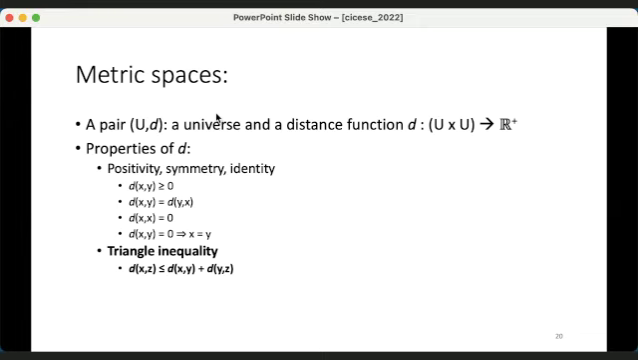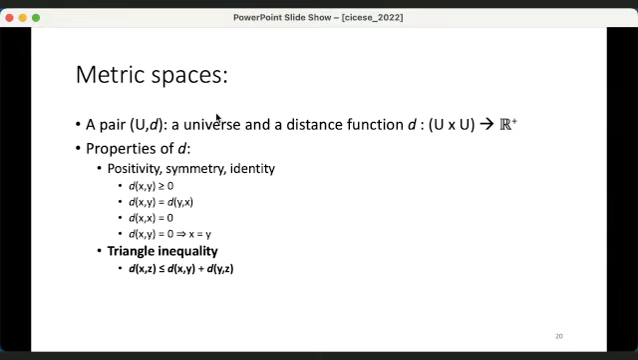Okay, so I'm trying to explain the important properties of Hilbert spaces here. Metric spaces are fairly well understood. They have all these properties. And I've highlighted the triangle inequality property, which distinguishes many dissimilarity measures from proper distances.